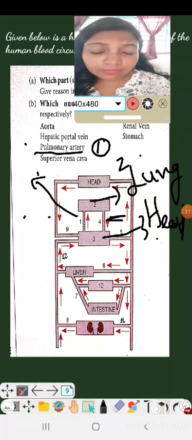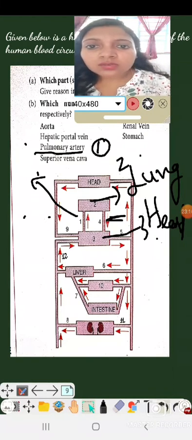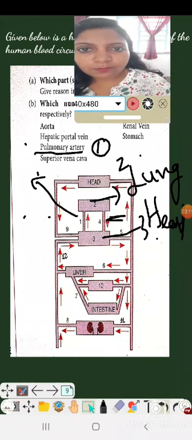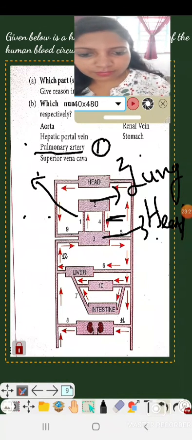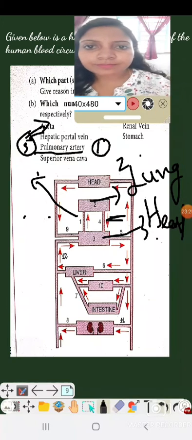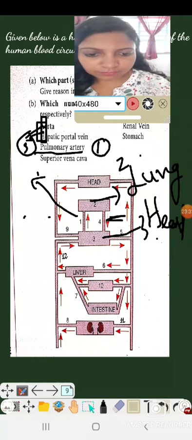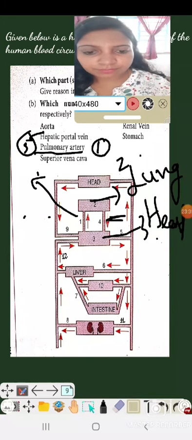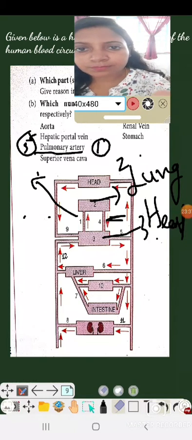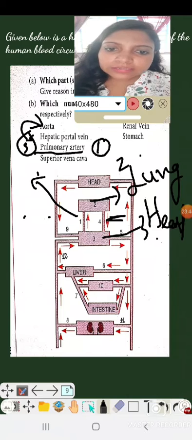Then number 5, what is number 5? From the heart it is coming out, right. So number 5 will be aorta. So I will be writing here number 5 aorta.